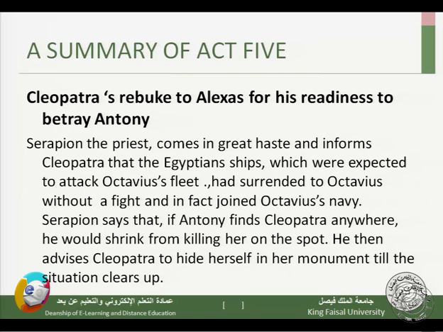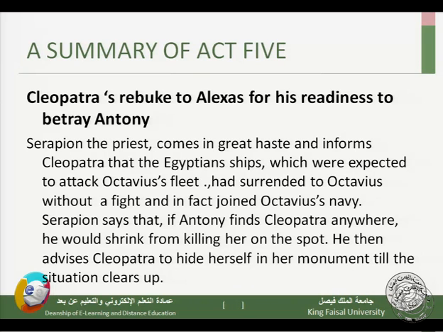Serapion, the priest, comes in great haste and informs Cleopatra that the Egyptian ships, which were expected to attack Octavius' fleet, had surrendered to Octavius without a fight, and in fact joined Octavius' navy. Serapion says that if Antony finds Cleopatra anywhere, he would not shrink from killing her on the spot. He then advises Cleopatra to hide herself in her monument till the situation clears up.